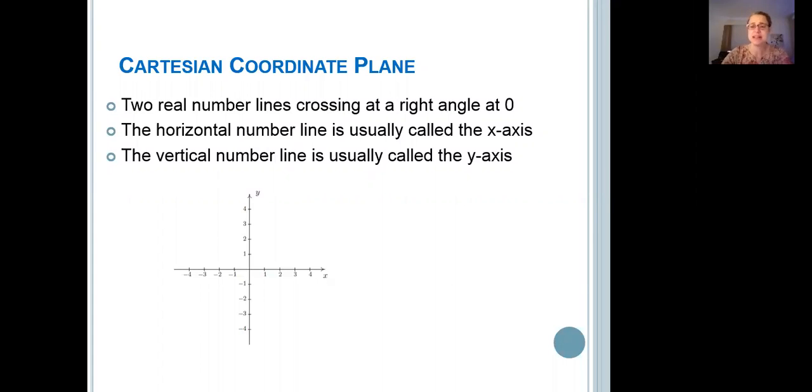The Cartesian coordinate plane is made up of two number lines. One of these number lines is oriented as usual. It's just laid down with 0 in the middle, negative numbers on the left, positive numbers on the right. The other number line is tipped up and kind of stood on its feet. That's this vertical one. And we orient these two number lines so that they're 0 points across.